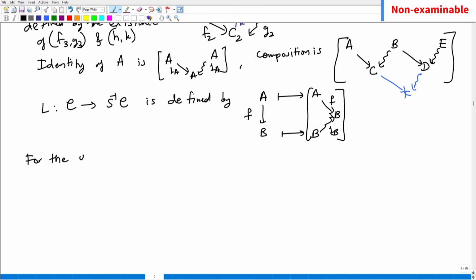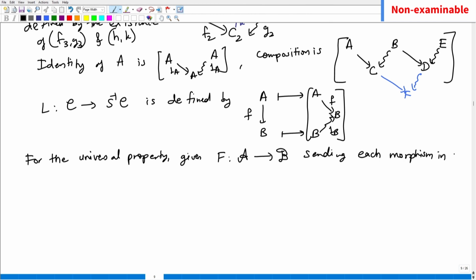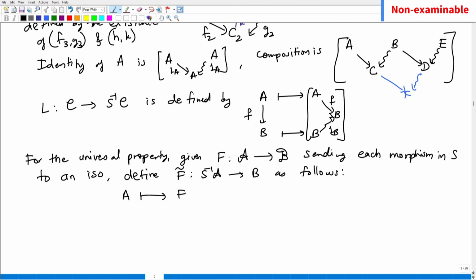So for the universal property, given F from A to B sending each morphism in S to an isomorphism, define F tilde from S inverse A to B as follows. You send A to FA; you don't change anything because you have to land in B. Then you have this particular sink F, and then you have something over here, let's say little s, which is in S.